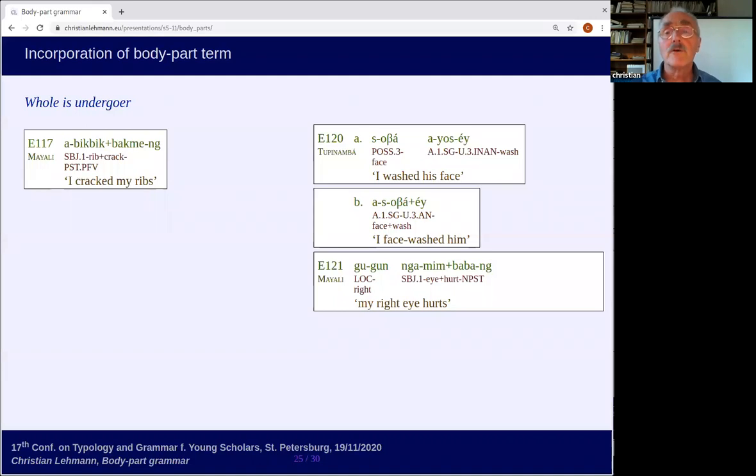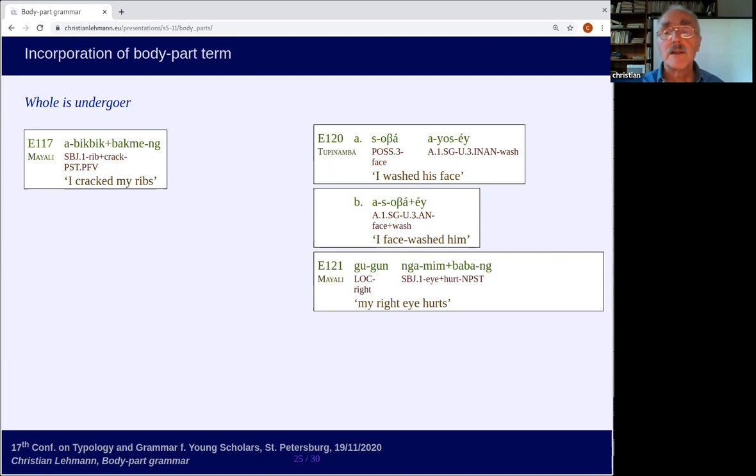Last subchapter here: incorporation of body part terms. A body part term, a noun, may be incorporated in the verb while its W bears some act and function vis-a-vis the verb. Such incorporative constructions may be classified according to the semantic functions played in the clause by the incorporated body part noun P and its possessor W. The following configurations of table 2 are relevant here.